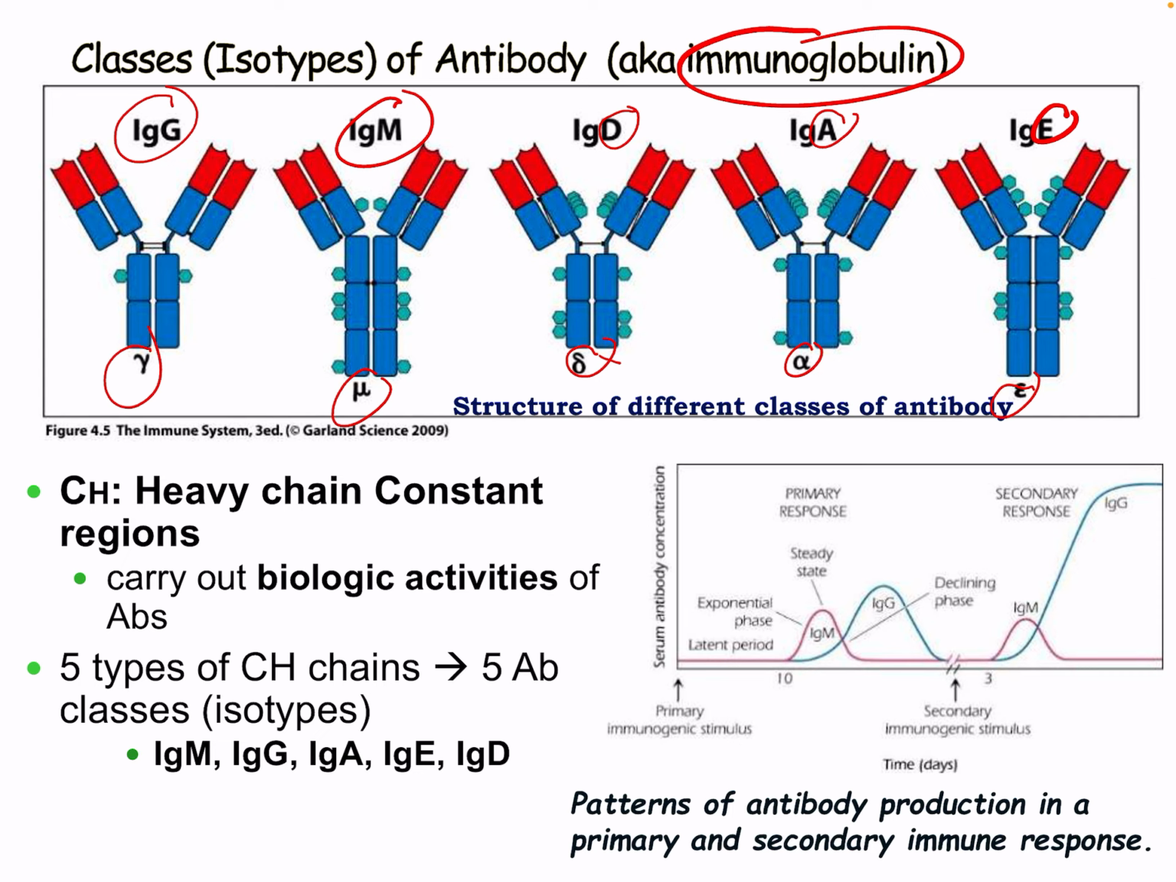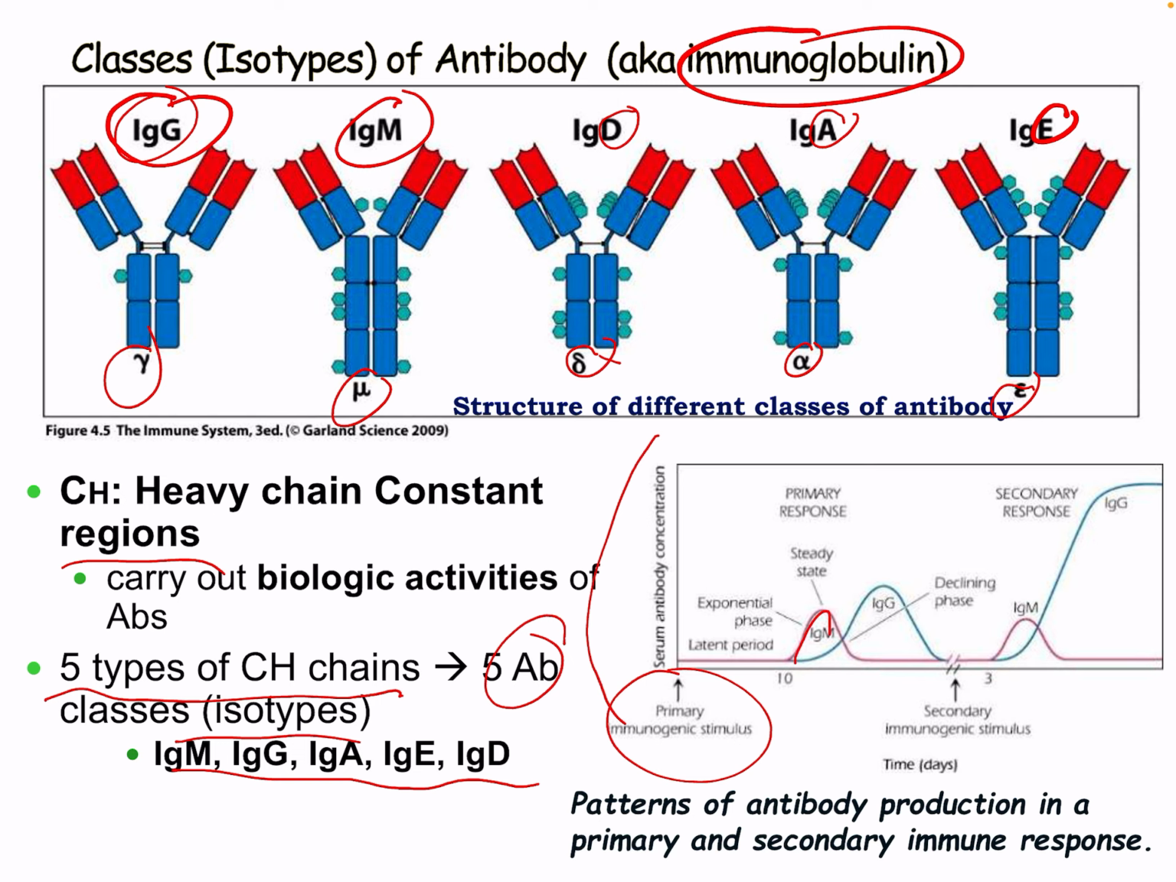So we have our CH, the constant heavy regions, and that's what dictates the type. There are 5 types of constant heavy chains and 5 antibody classes or isotypes, as we said: M, G, A, E, and D. And here's our immune response. We can see in a primary immunogenic stimulus, we usually have M, then G first. M is always first, and we usually obtain a steady state. Then our adaptive response will come in with IgG. Then we'll have our secondary immunogenic stimulus.